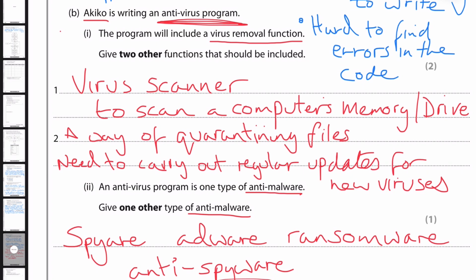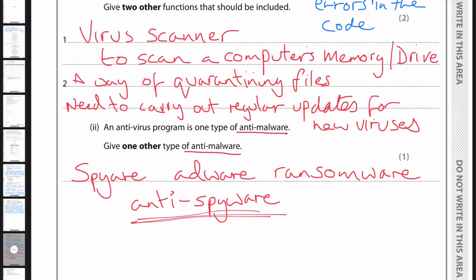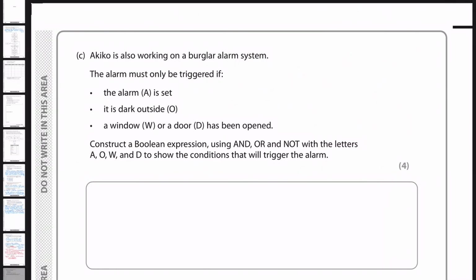Okay, Edexcel, why? When English isn't your first language, Edexcel, your wording of the questions is sometimes very difficult. Okay, 4 marks. Akiko is also working on a burglar alarm system. The alarm must only be triggered if the alarm A is set, it is dark outside, and a window or a door has been opened. Construct a Boolean expression using AND, OR, and NOT with the letters A, O, W, and D to show the condition that will trigger the alarm.